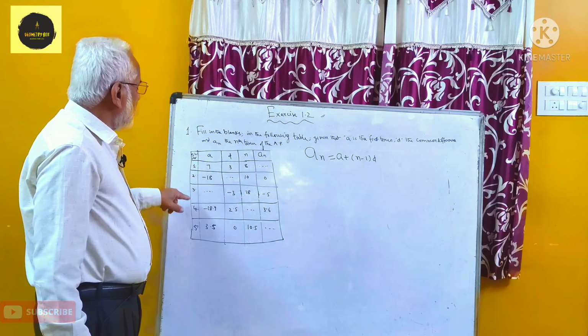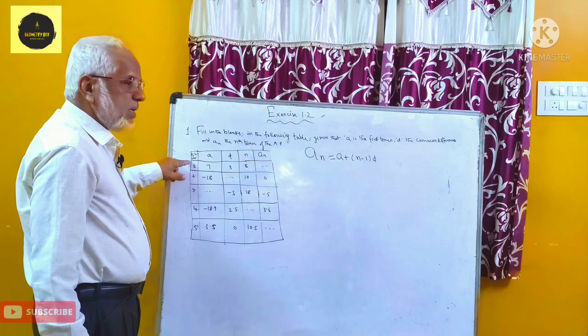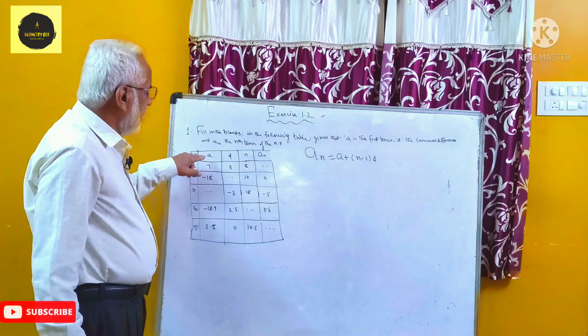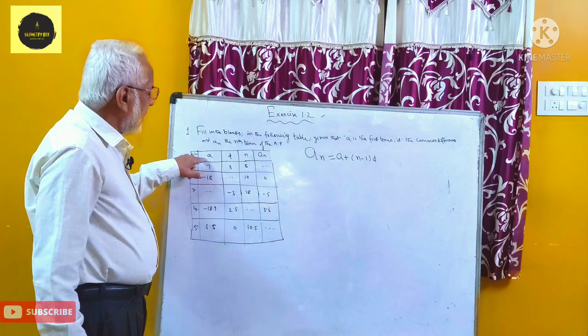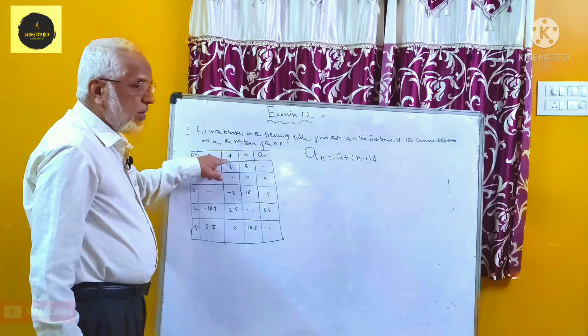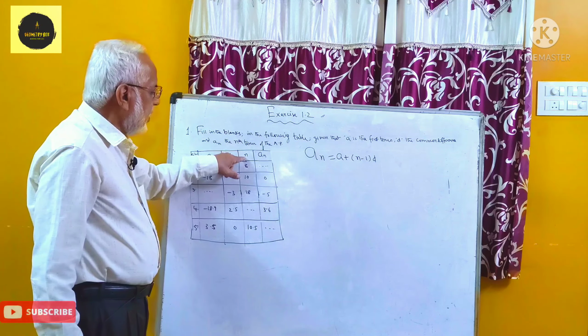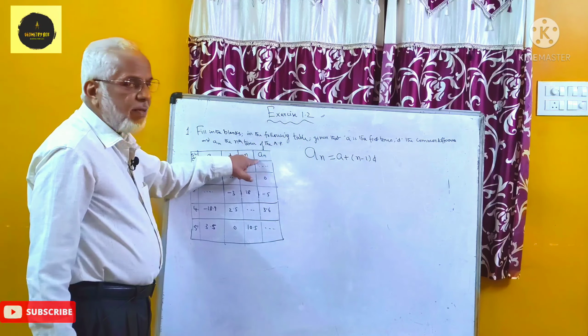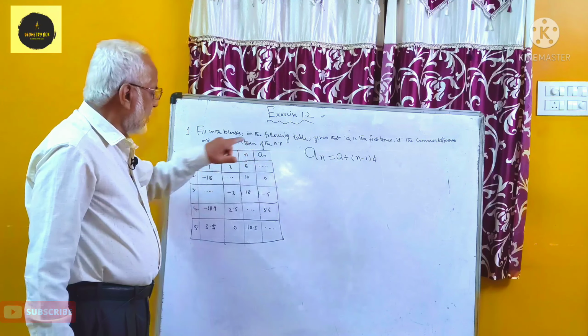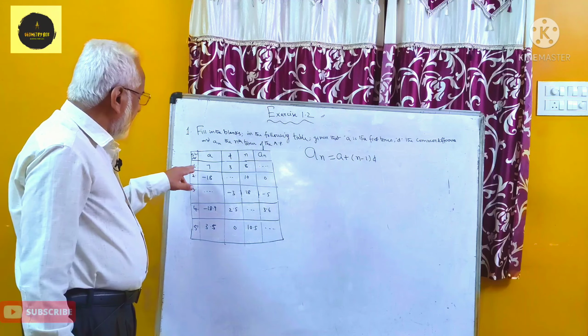Now I have written one sketch. In this, the first row is the serial number, and in the second row, a is the first term, d is the common difference, and n is the number of terms. an is called the nth term or last term.